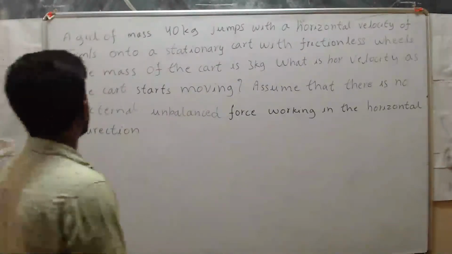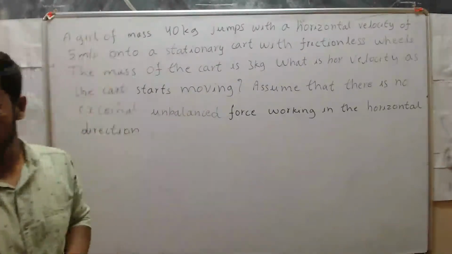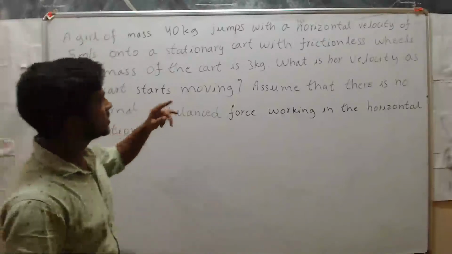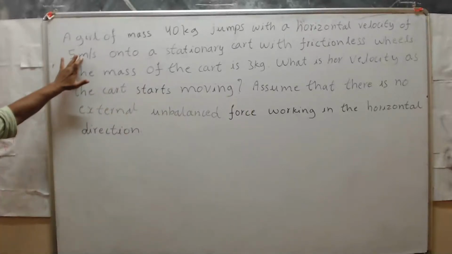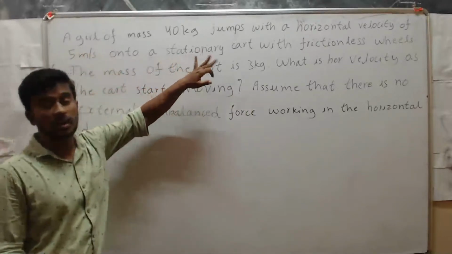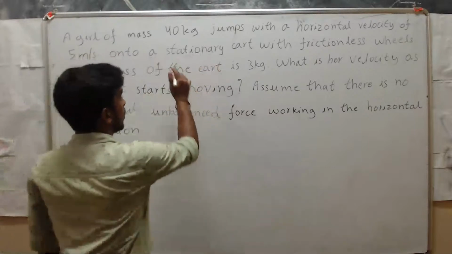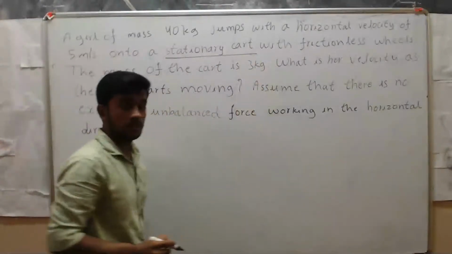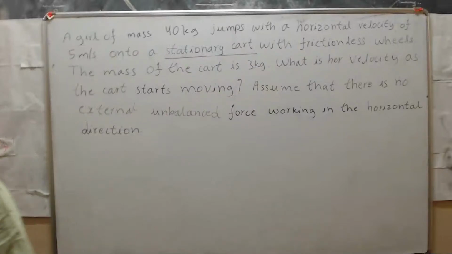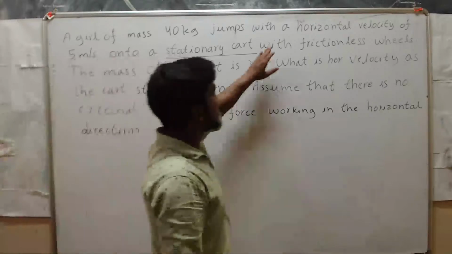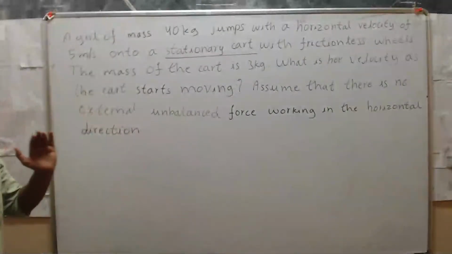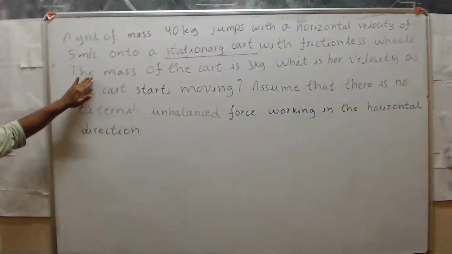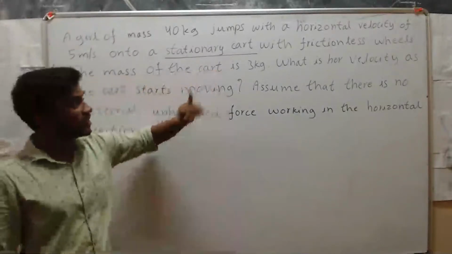Yes, see here, a girl of mass 40 kg jumps with a horizontal velocity of 5 meters per second onto a stationary cart. Okay, see this point, onto a stationary cart, which means initially that cart is at rest. Stationary cart with frictionless wheels, just when there is no friction. Then the mass of the cart is 3 kg.